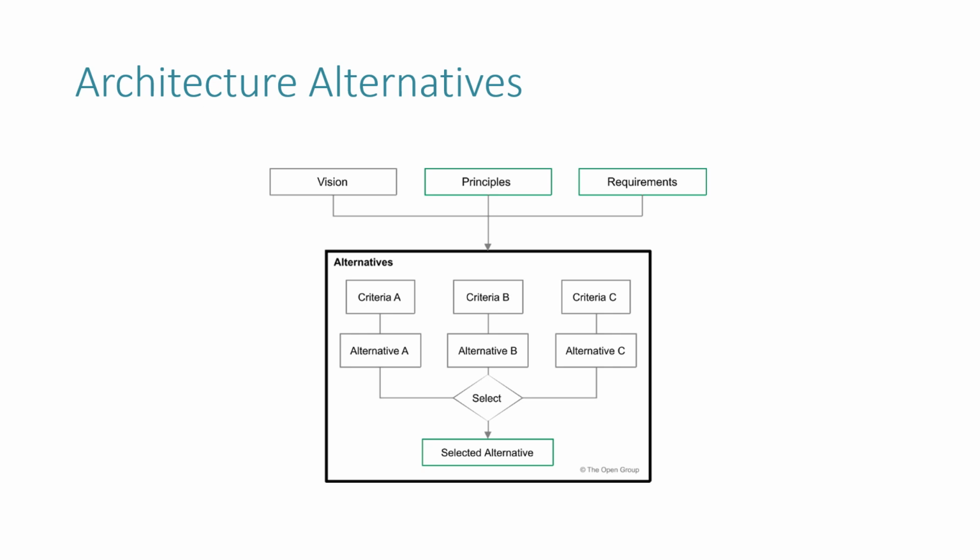So with these criteria, what we do is use the vision, principles, requirements, and all the information available to create the criteria, and these criteria fit the different alternatives. Then once we define the criteria, we create the alternatives based on the criteria and our understanding of each criterion. And then we select one or more alternatives and combine them to create the proposed architecture alternative.